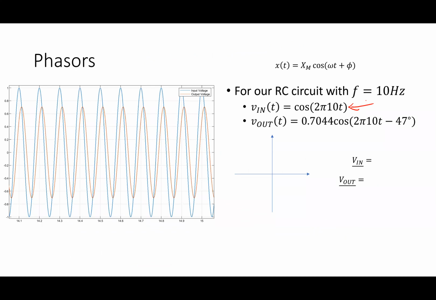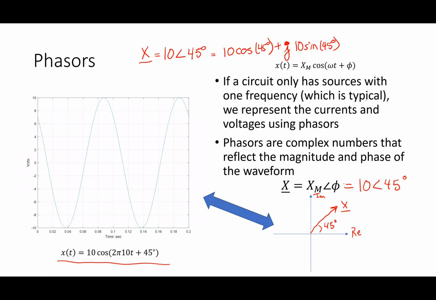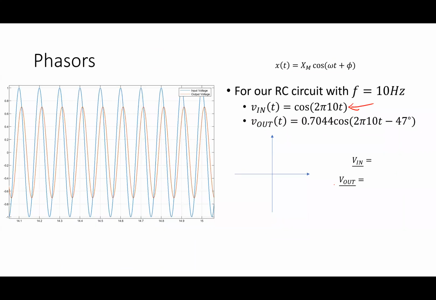So he said the phasor relates the amplitude and the angle. If I just have cosine, what's its amplitude? 1. And its angle is 0 degrees. So where would I draw that? On the x-axis, and it would be here. All right, so this is V in.